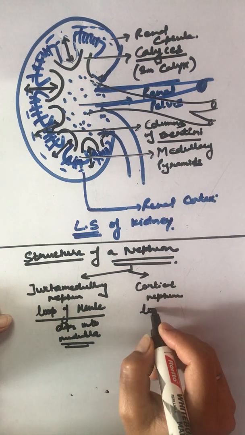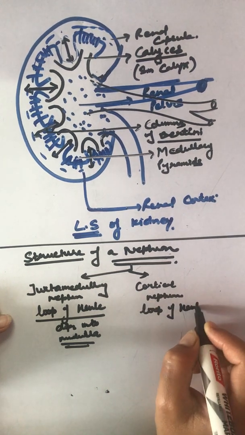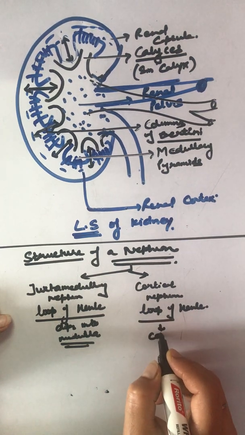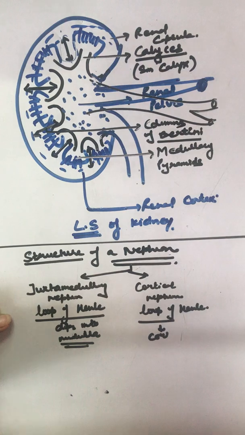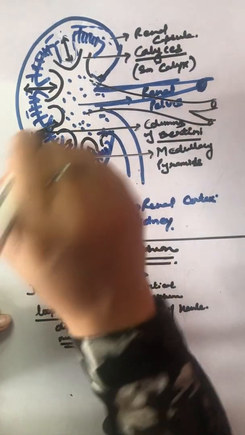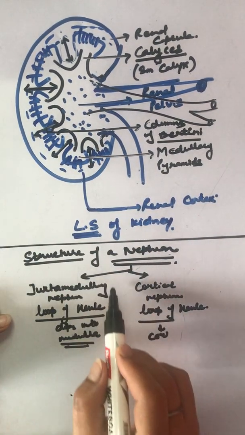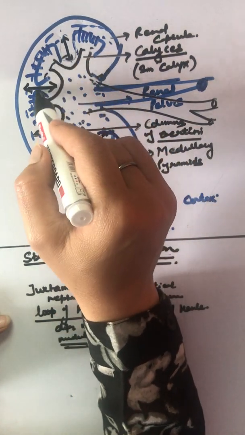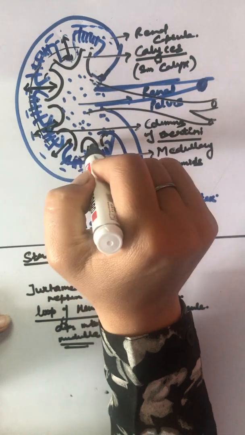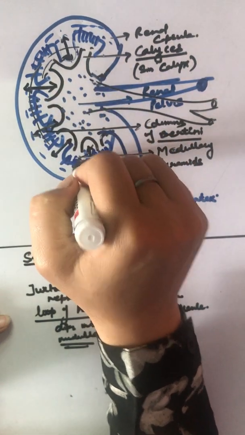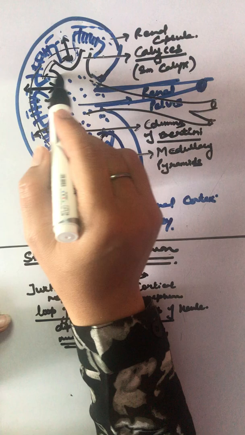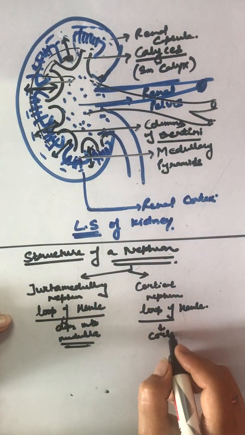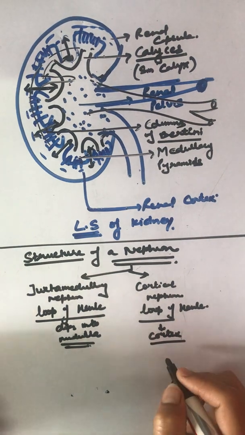Cortical means when the loop of Henle remains restricted only in the cortical region. We are not talking about the nephron, we are talking about the loop of Henle of the nephron. It's not about the location of the nephron. All the nephrons are located here only, in this area, maximum, right? But when the loop of Henle dips deep into the medulla, we call it juxtamedullary, otherwise we call them cortical nephrons, right?